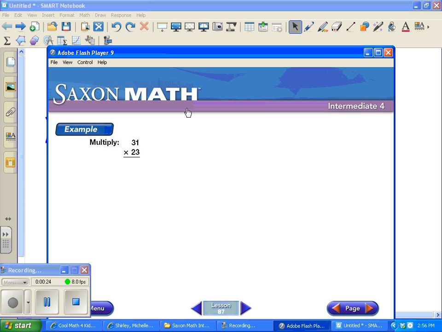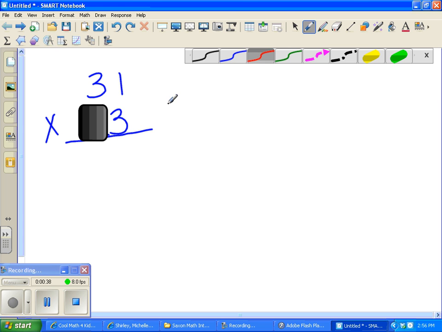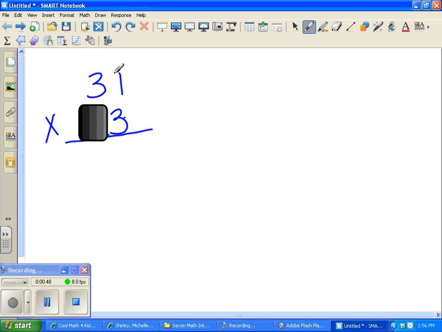So let's take a look at 31 times 23. To begin with, I'm going to cover up something that we just need to ignore. Okay, we're going to start working with the ones place on the bottom. We're going to work with the 3. I even like for you to get your pencil in motion and tap these so you'll get the algorithm and how it's supposed to feel. Okay, here we go. 3 times 1 is 3. 3 times 3 is 9.